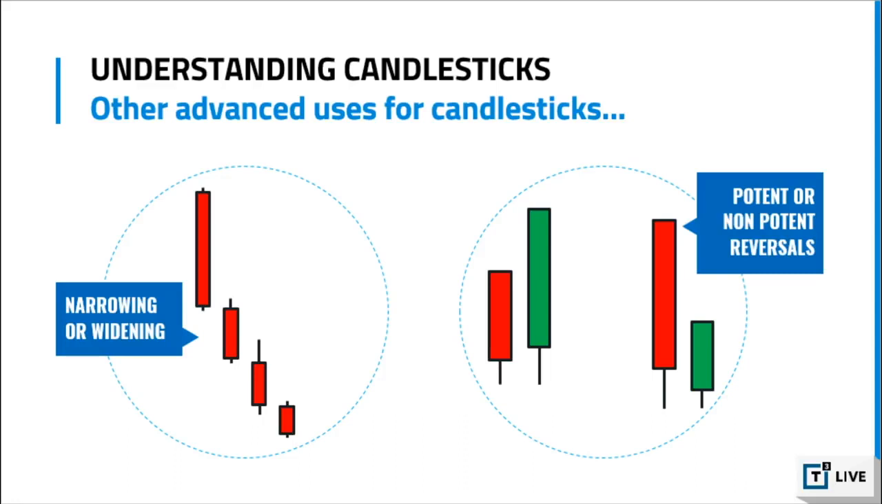In upcoming lessons, we'll talk about other advanced uses for candlesticks. We'll talk about wide range bars, narrowing or narrow range bars, what they mean. And narrow range bars, I like to think of as when a car is making a U-turn. You don't turn the other way. You don't get the reversal unless you actually slow down and then make a U-turn while driving.